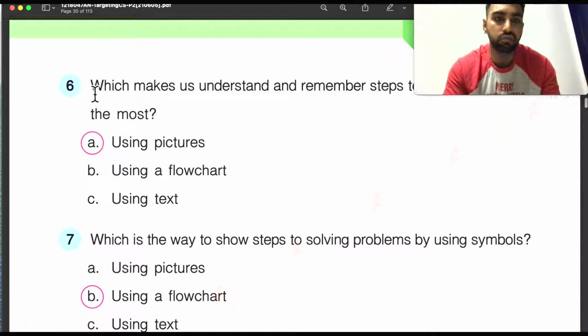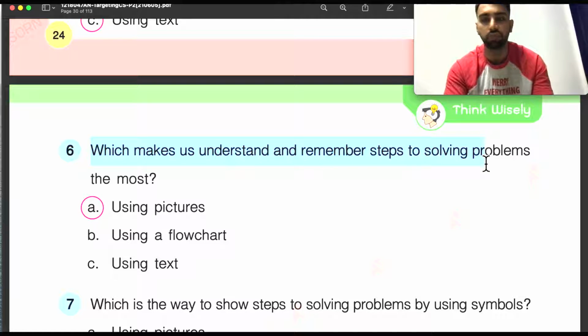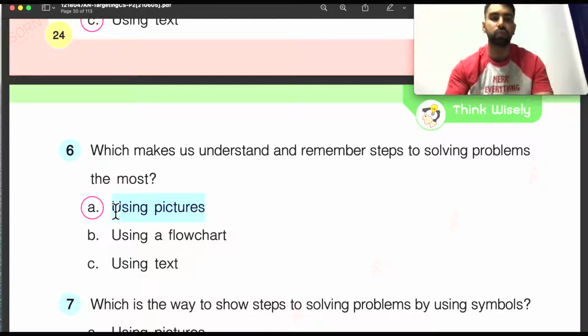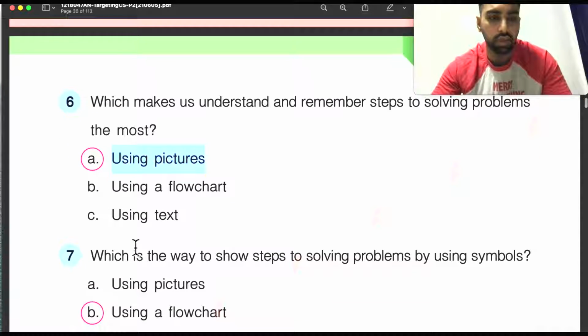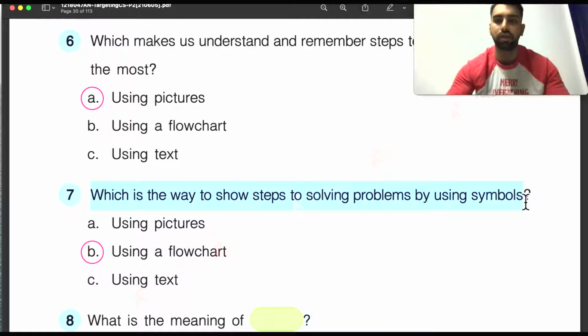Okay, number 6: which makes us understand and remember the steps to solving a problem the most? So we use the picture that we can remember to solve the problem. All right, number 7: which is the way to show the steps to solving the problem by using symbols?